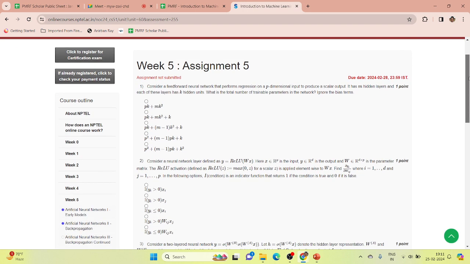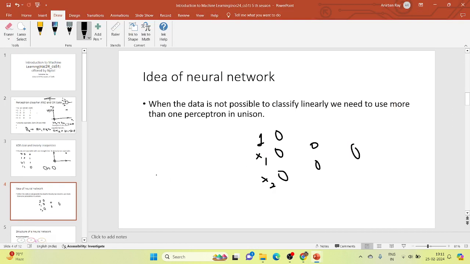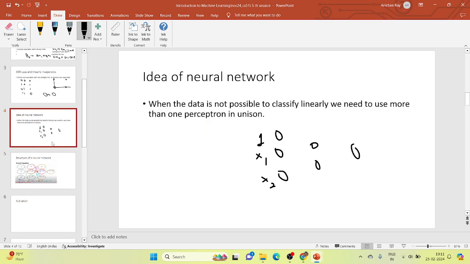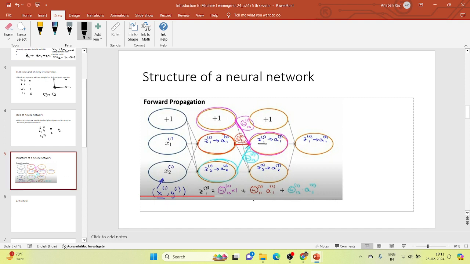So the first question is about the structure of a neural network. Maybe there are some internal nodes, internal neurons in the inner layer, the hidden layer, and there are neurons on the outer layer. I'm talking about question number one, an input layer. Here is the diagram to explain that.